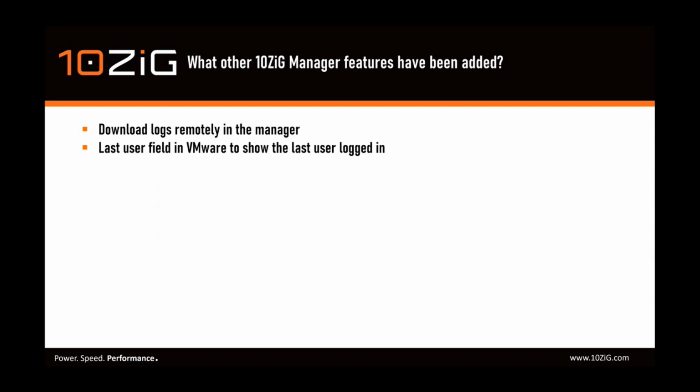We have a new last user field for VMware. So this field in the Tenzing Manager, the web console, shows the last user that was logged in on that box. So like kiosk situations, maybe you need to know who that last person was that was logged into that commonly used kiosk. Then that field is going to help you out with that. It's also logged on the unit, and with that download logs, you can go and grab that.